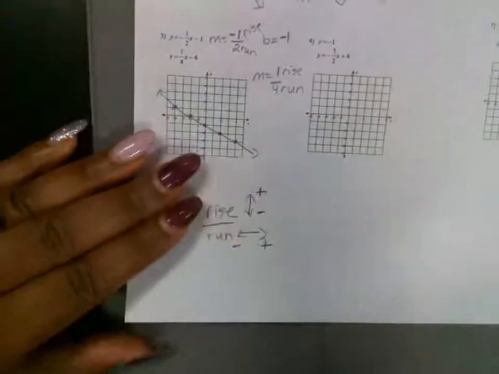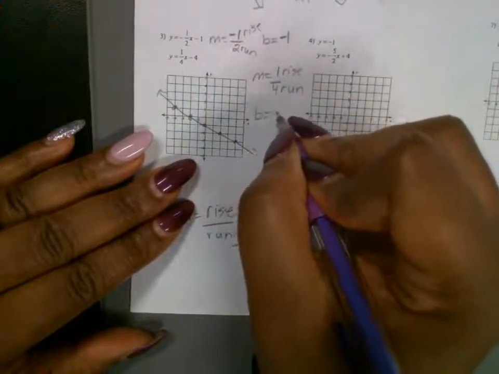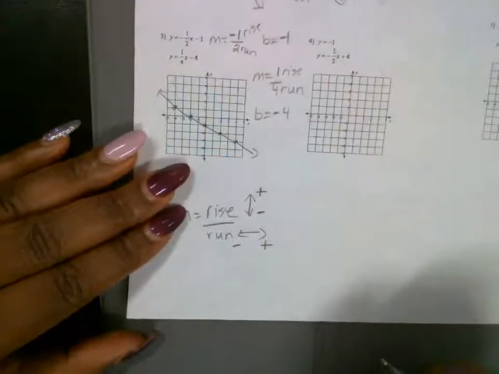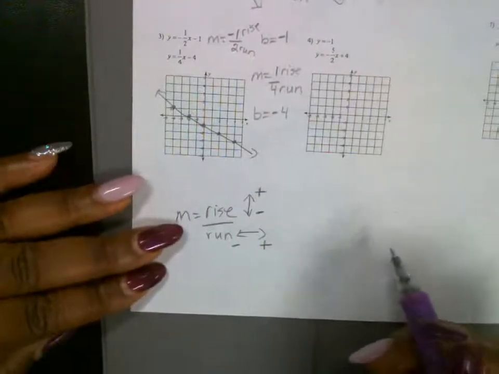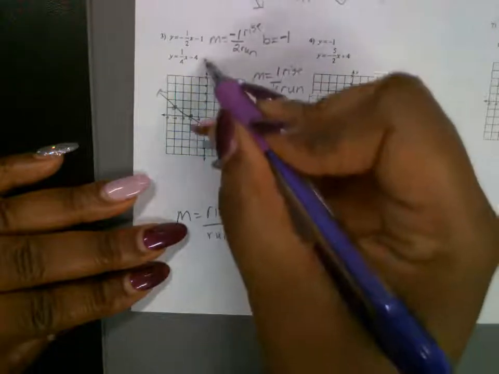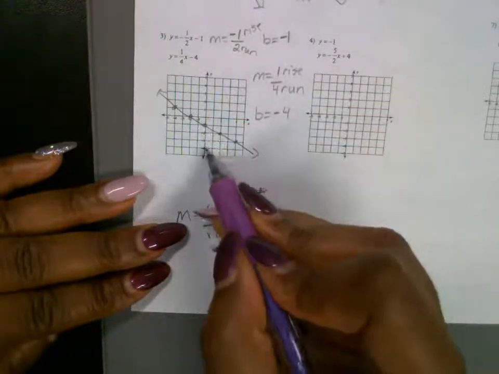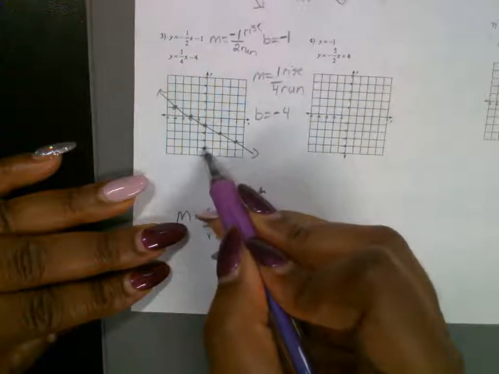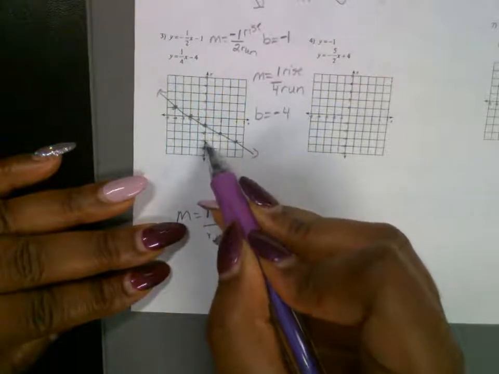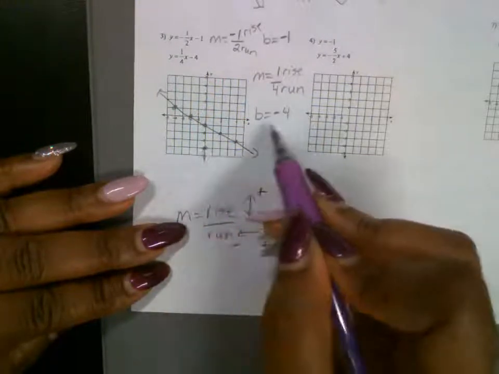What's our B? -4. So now we're going to find -4 on the y-axis. -4 on the y-axis is down 4 from the origin, right here. 1, 2, 3, 4. Okay.